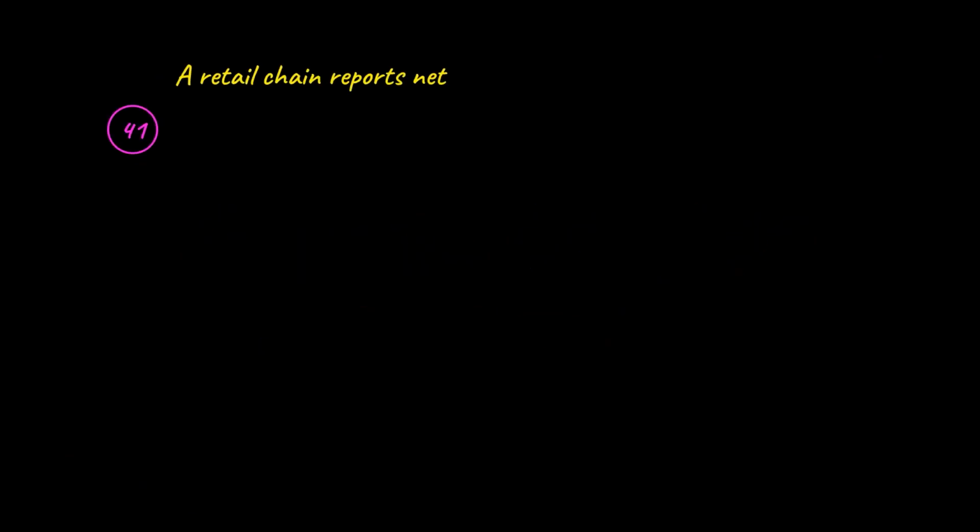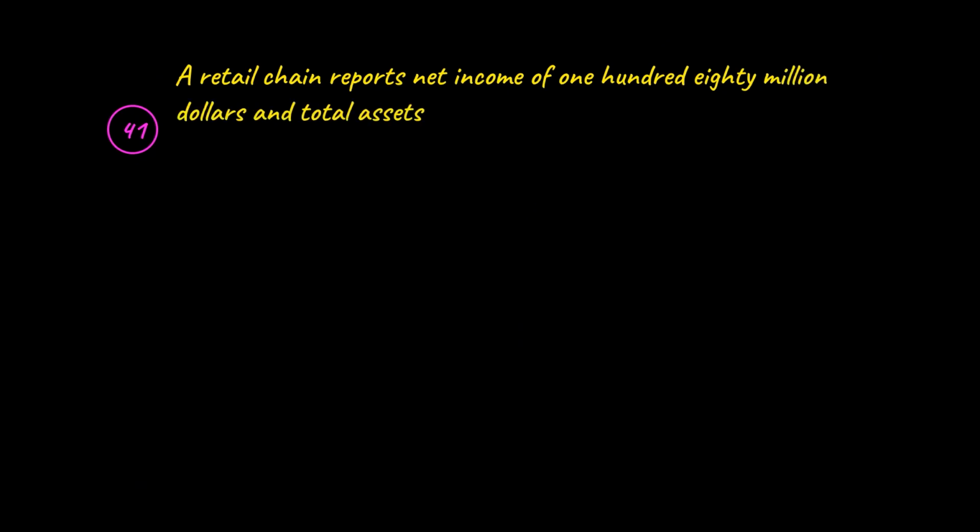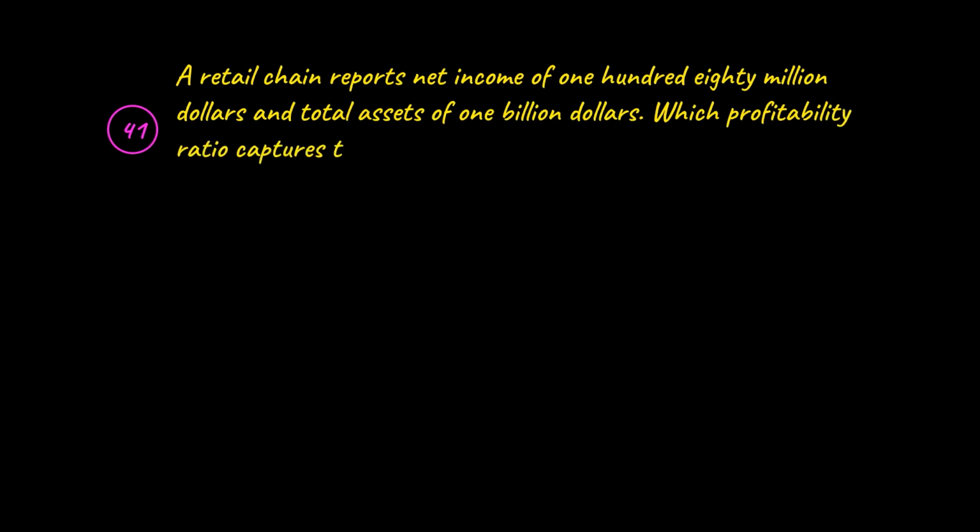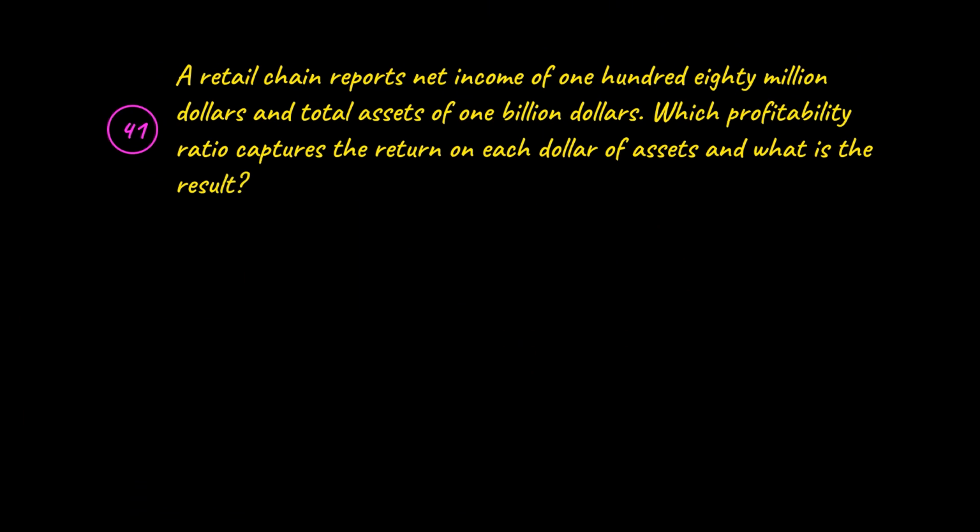Question 41. A retail chain reports net income of $180 million and total assets of $1 billion. Which profitability ratio captures the return on each dollar of assets, and what is the result?